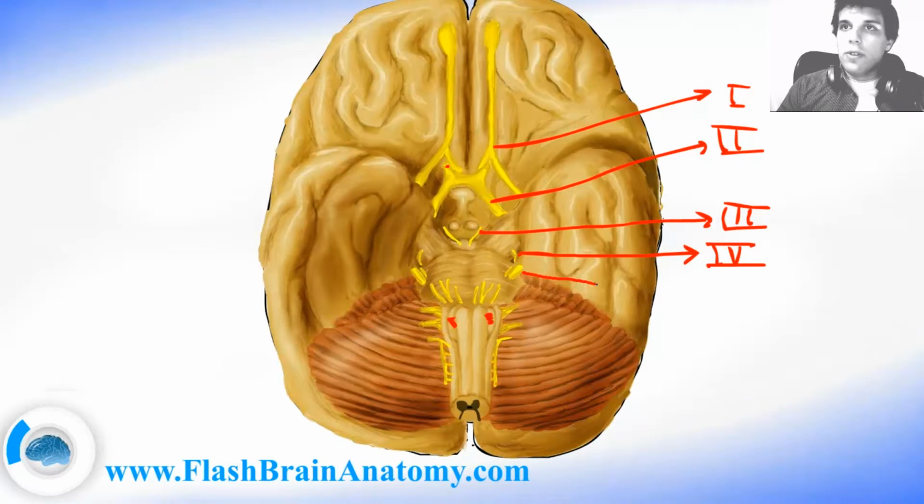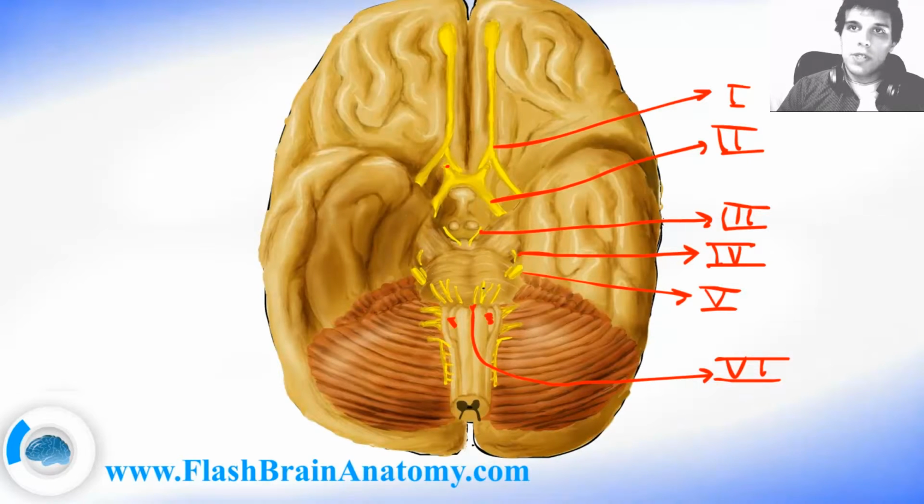Then the 5th cranial nerve is the trigeminal nerve, and it is important for innervating the muscles of mastication, and it also receives the sensation from the face. Then here is the number 6 cranial nerve, and it's called the abducens. The abducens innervates the lateral rectus muscle on the eyeball.